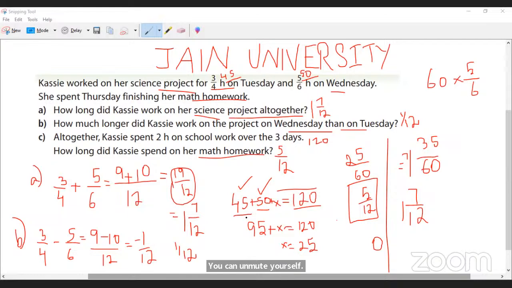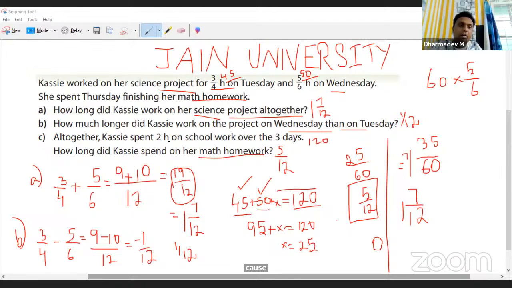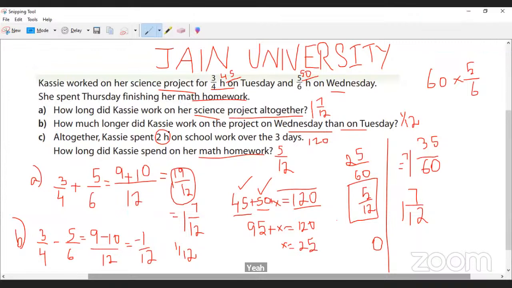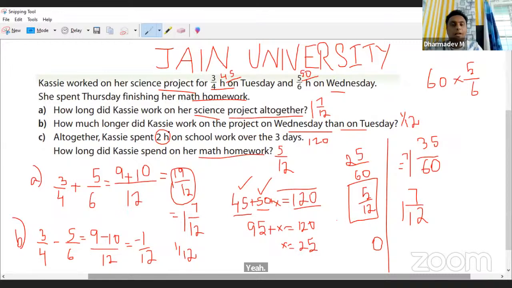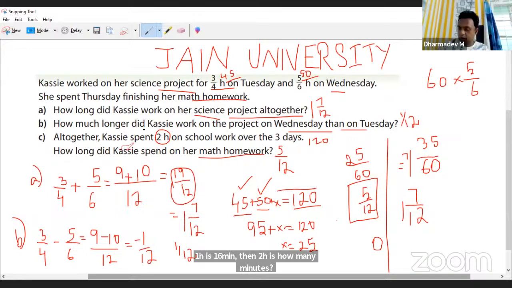Yes, Jackson. So I don't understand where the answer of question number C comes from. So in C, they have given 2 hours, right? 2H means 2 hours. So 1 hour is 60 minutes. Then 2 hours is how many minutes? 120 minutes. Very good. So 120 minutes is the time taken.